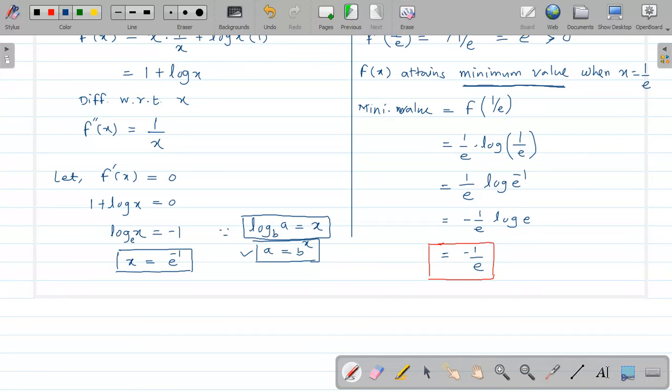So what is our last answer? You can write the last answer: f of x has minimum value that is equal to minus 1 upon e, at the point x is equal to 1 upon e. So this is our last answer. So see this carefully, how to get the minimum value or maximum value of the given function. Thank you.